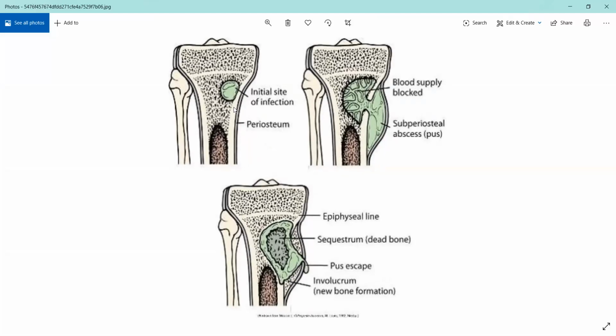Now as time goes by, you can see that initially there is sequestrum being formed. Eventually around that sequestrum you will have a layer of bone being formed. So you can see here involucrum, new bone formation is occurring, and sometimes pus will start leaking out. Okay, we'll discuss that as well.